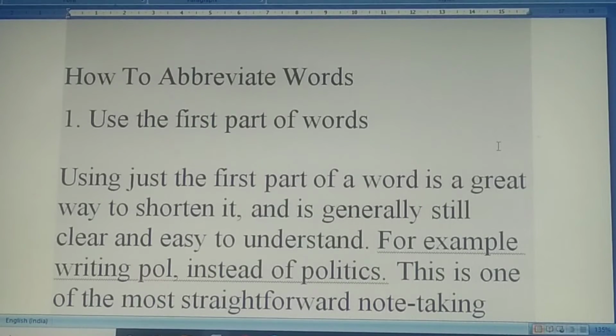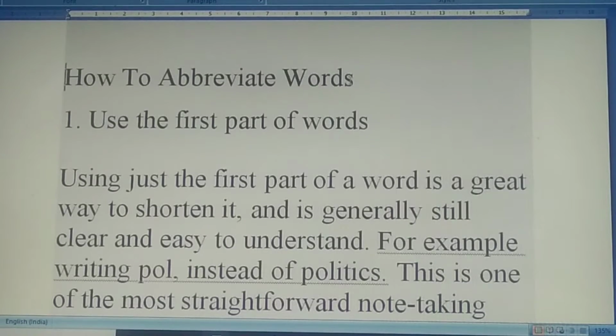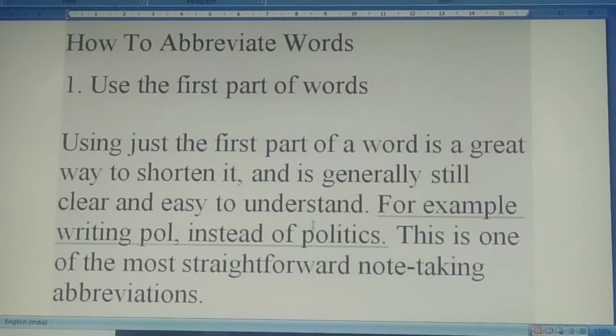Good morning, children. So let us have a recap of how to abbreviate words. It is a part of note making. You remember, children, but so that you don't make any errors, that is the reason I am doing this for your convenience. You have to go through this very carefully.